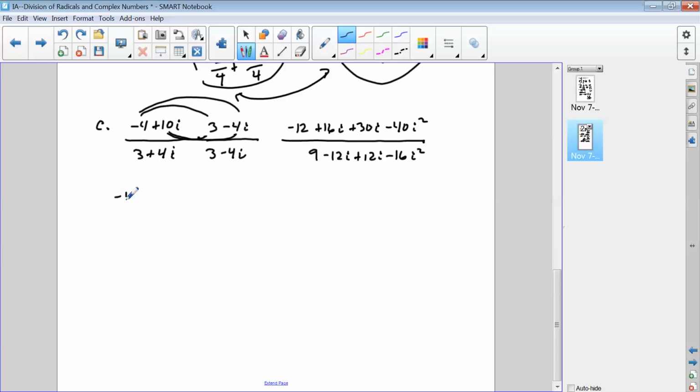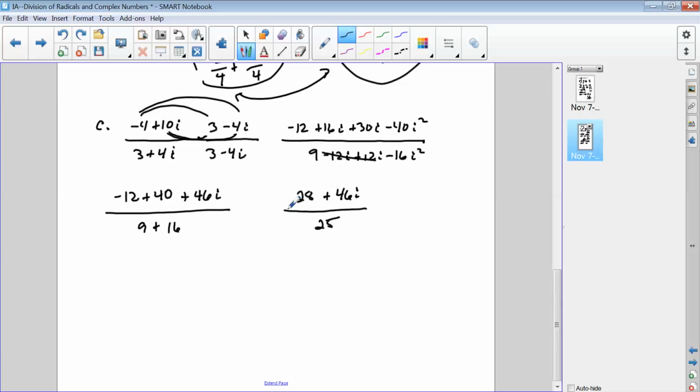So this is going to be negative 12 plus 40, and then the 16i and the 30i would be 46i. And then we notice those divide out. That's negative 16, i squared is a negative 1. So we're going to get 9 plus 16. So here we're going to get 28 plus 46i, all divided by 25.